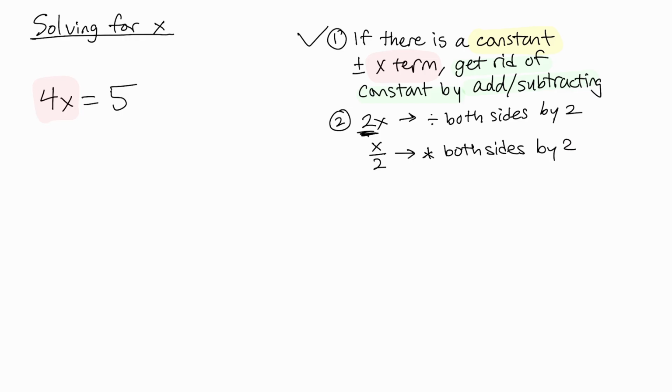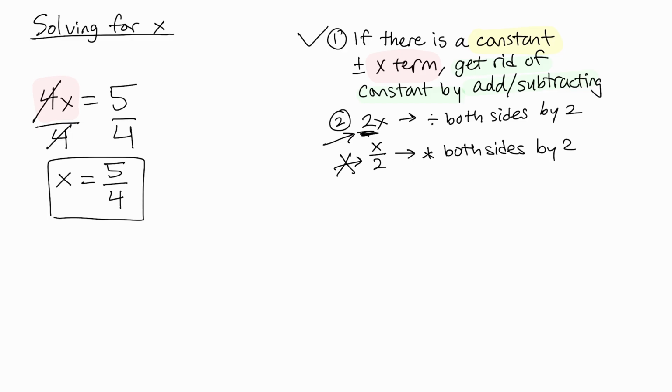What about step 2? Well, yeah, something is multiplying x. We have to get rid of that 4. And how do we do that? Well, it's our first case. We have 4 times x, not x divided by 4. So we have to divide both sides by 4. That way, these 4's cancel out, and we get x by itself, and we know that it equals 5/4.